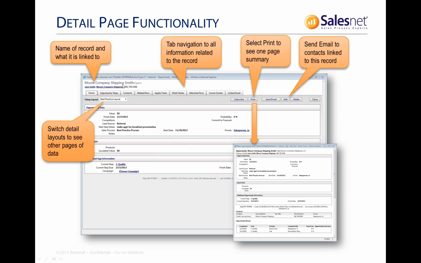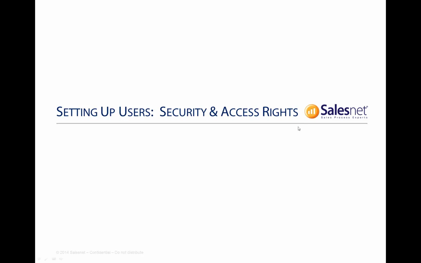So for Moore Company Shipping, I can see the details here. I could go look at the steps or the activity recorded. I could go look at contacts or tasks, appointments. Okay, we have a print to see a one-page summary of all that information on one screen. That can be real handy for users if they just want to get a quick overview of what's tied to this record. We can send email from here. So the detail pages have a bit of functionality that needs to be designed or developed.